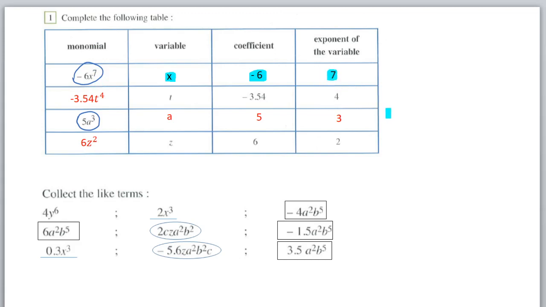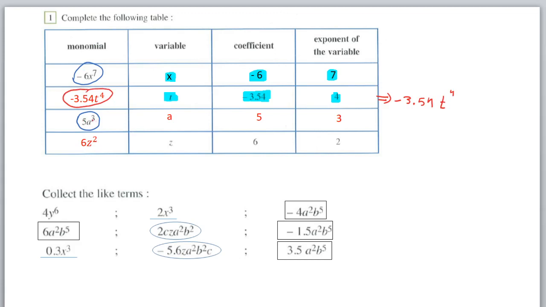Minus 3.54 t power 4. For example, look at this. The variable is t, and the coefficient is minus 3.54, and the exponent of the variable is 4. So, if you wanted to write it without looking at the answer, what should you write here? The variable is t, the coefficient is minus 3.54, and the variable is t. So, what's the exponent for? So, you should write it like this. See here, it's the same.